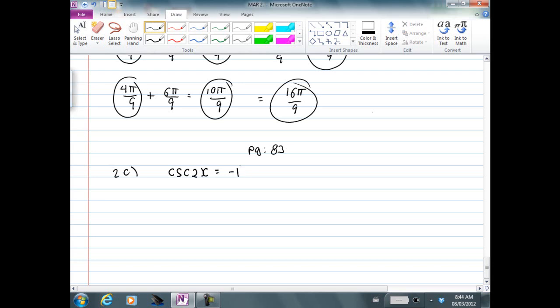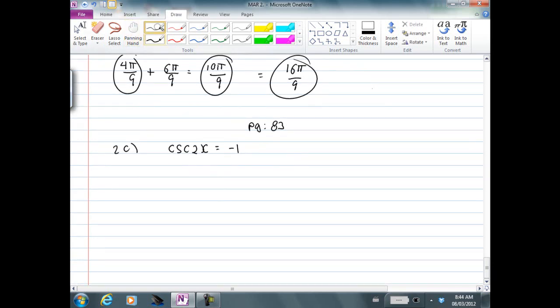Now, would you agree cosecant is the same thing as sine? Yeah. So let's rewrite this using sine. Sine 2x equals -1. I see 2x, I don't like it. I'm going to use a let statement. Let theta equal 2x. So this becomes sine theta equals -1.